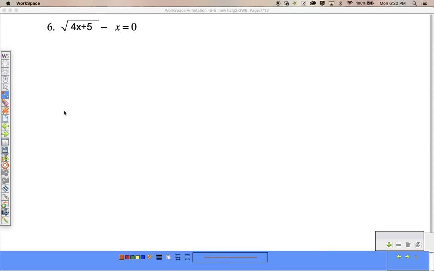Square root of 4x plus 5, subtract x, equals 0. All right, this one's a little bit different because I have x's instead of numbers. So before we try to square to get rid of the square root, we need to isolate the square root if we can. We need to do whatever we can to get that square root alone. So I'm going to add x to the other side. And now I have my square root alone. I'm going to square both sides.